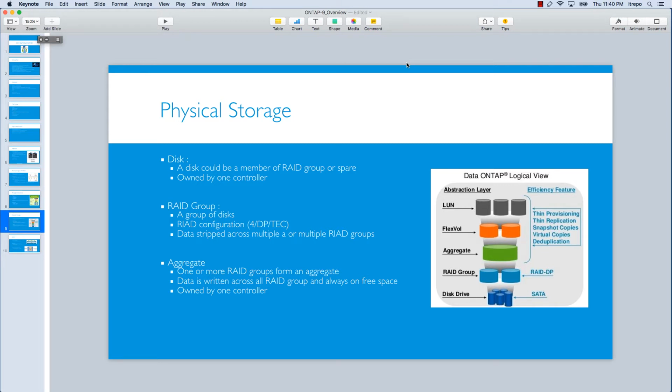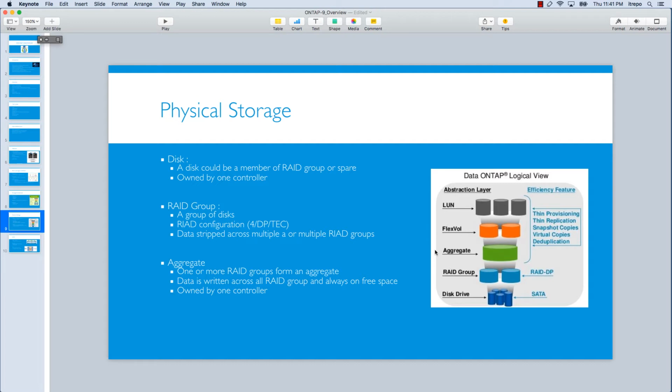As you can see in the picture at the very bottom, we have disk drives like SATA disks, and then we have RAID groups with different RAID types, like RAID DP, and then we're reaching the aggregate level at this part. If I want to talk about disks, the disks could be a member of a RAID group or they could be spare. And they're usually owned by one controller. I mean, they should be owned by one controller.